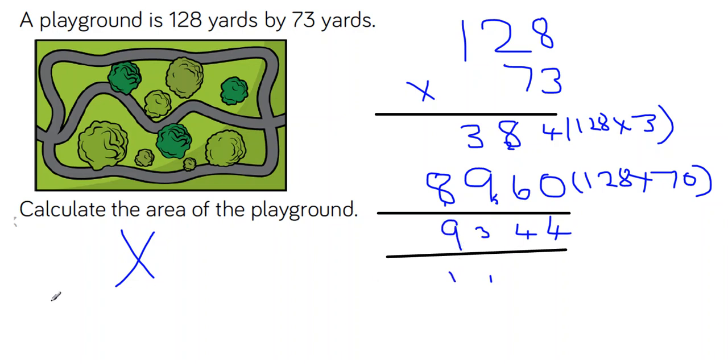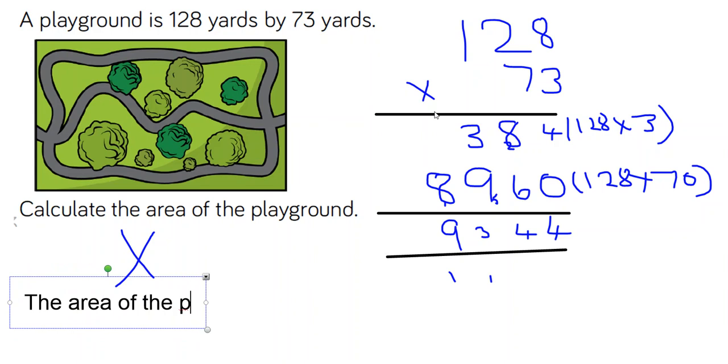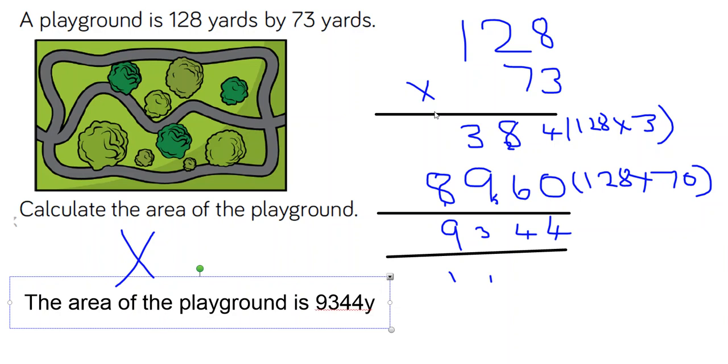So the area of the playground, type that in, a tiny bit smaller. Yards, and I'm going to write this in with my pencil. Square, remember it's always squared when we find the area.